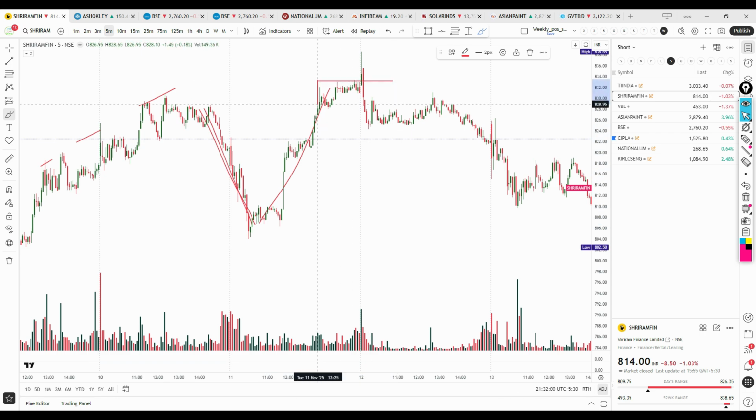It created the breakout. This is the fake breakout. Opened with the high, fake breakout, it failed, then continuously falling, right?